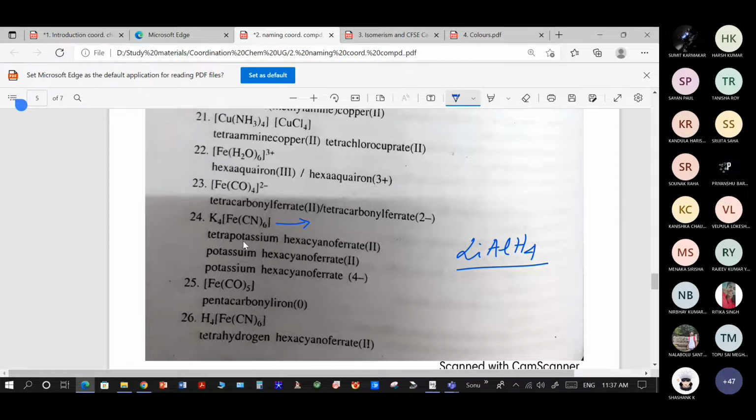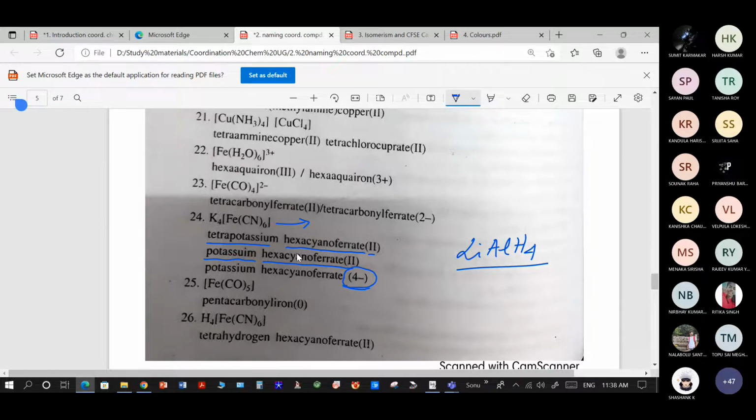So here you see tetrapotassium or simply potassium. It does not matter whether you write tetrapotassium or potassium. There is some flexibility in naming the ligands, but ultimately it will give you the same name. And then hexacyanoferrate(II). So either tetrapotassium or potassium, or you can just write the total negative charge that this complex entity has generated, in the way I mentioned just before.